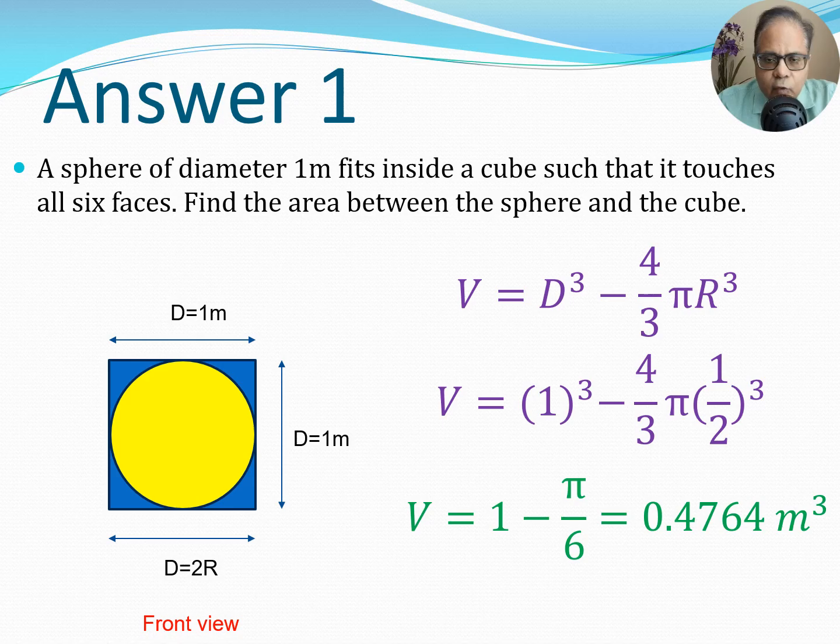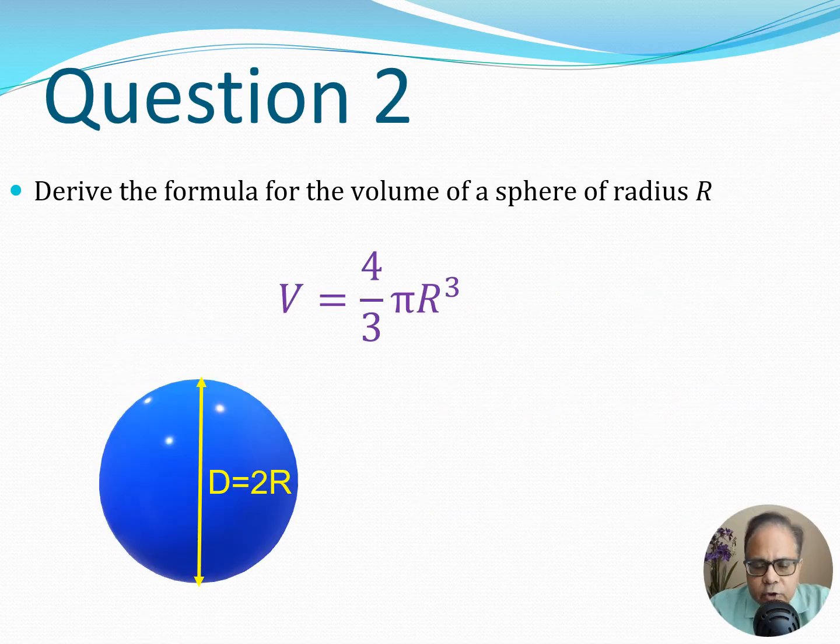Now this is a good warm-up problem where you have brought in the volume of a sphere, that is 4 by 3 pi r cube. That's going to lead to the next question, which is how do you derive this formula? So question number 2 is: derive the formula for the volume of a sphere of radius r, and this formula is known to be 4 by 3 pi r cube. This is a sphere. It's got a diameter of 2r, that is twice the radius.